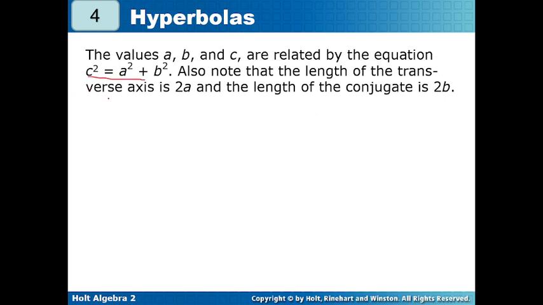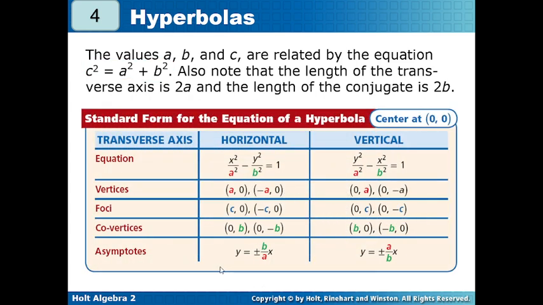So we use this equation in order for us to find the value of c. Okay, so this 2a, coming from the two vertices that I mentioned a while ago, is what we call the transverse axis. And the length 2b is what we call the conjugate axis. So I have here a table where the values of a, b, and c are related by the equation c squared is equal to a squared plus b squared.